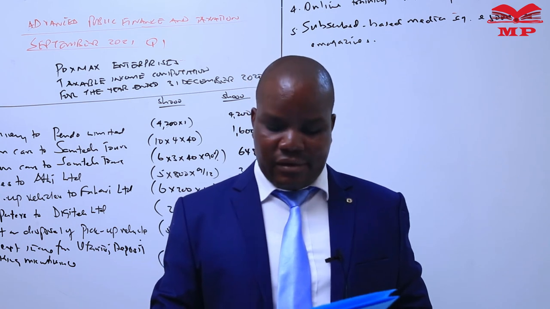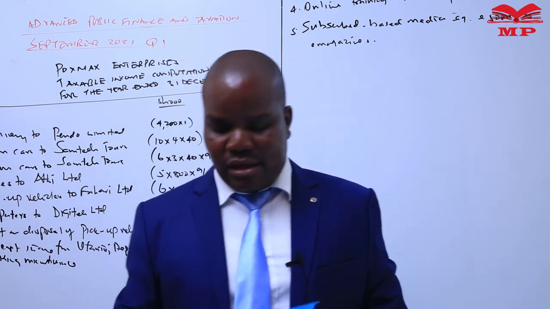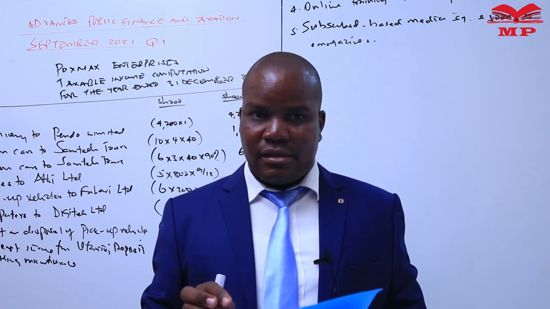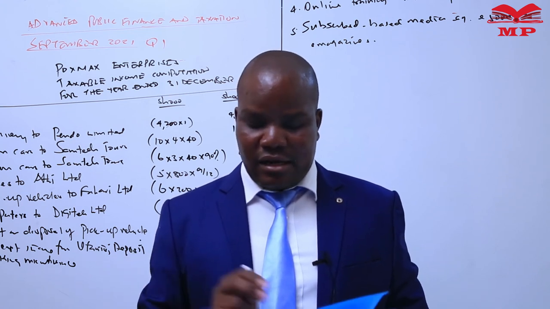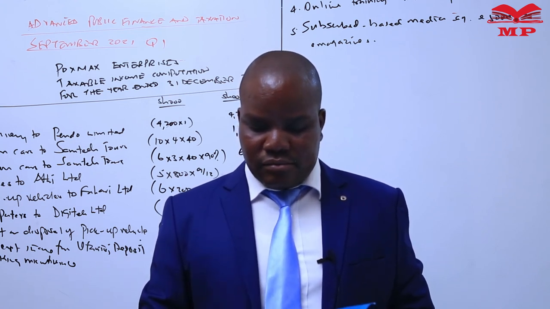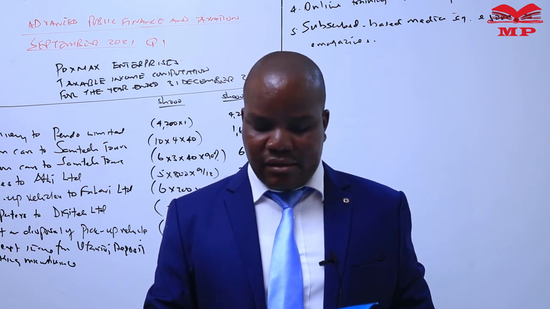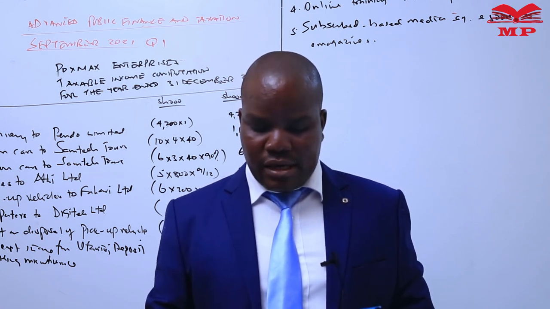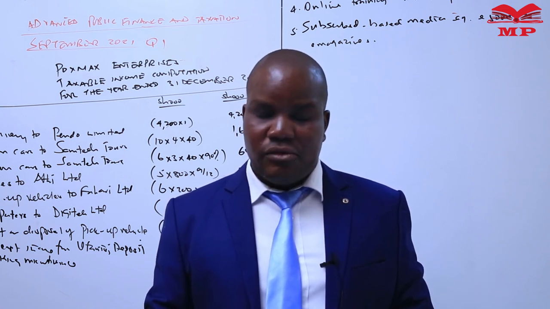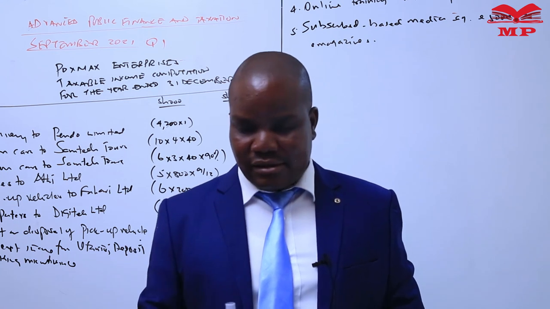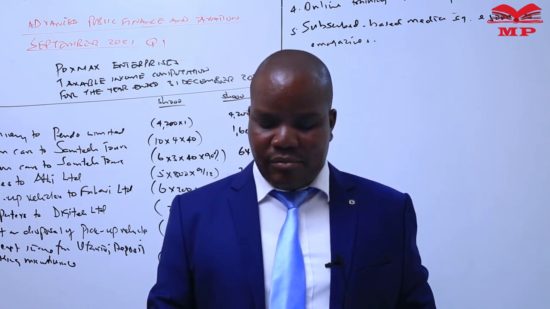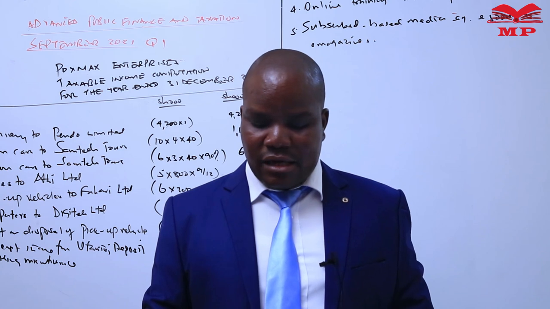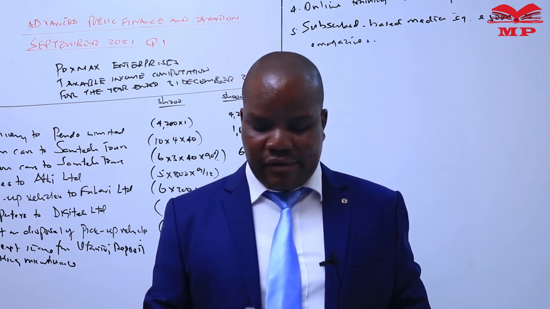Now, we have three types of dividends for tax purposes. We have what we call exempt dividends, qualifying dividends, and non-qualifying. In brief, exempt dividends are those dividend incomes that do not attract any tax, so it means they are not taxed at all. Two, we have qualifying dividends. Qualifying dividends are those dividend incomes whose withholding tax is final tax, meaning once they have been subjected to withholding tax, they are not taxed again in the hands of the receiver.